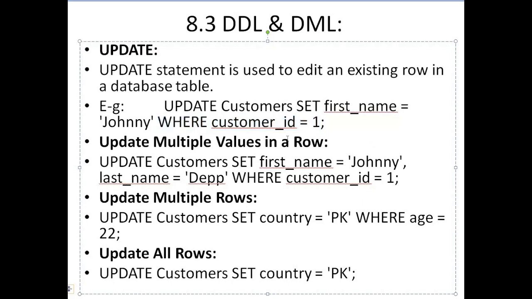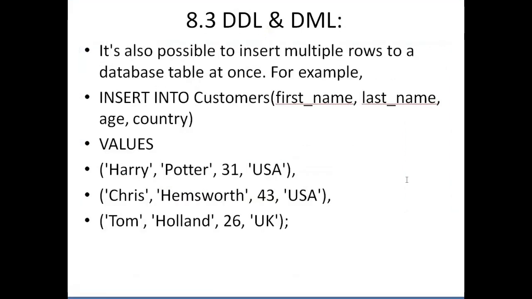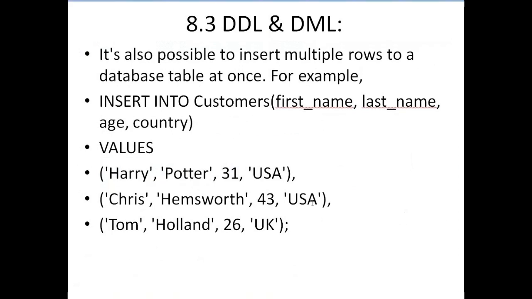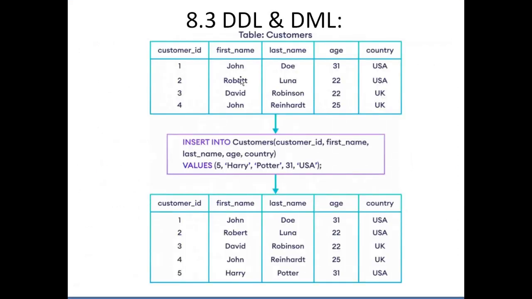Update multiple values in a row, basically update multiple columns or fields for a single tuple or record. Update customers, set first name to Johnny, last name to Deb where customer ID equals to 1. Now when this command is run, it is basically going to change both the first name and the last name of the customer ID 1.